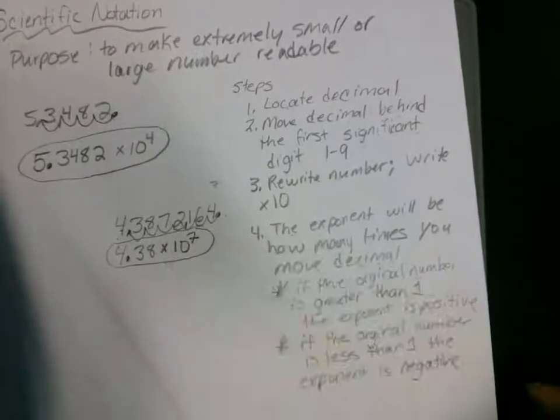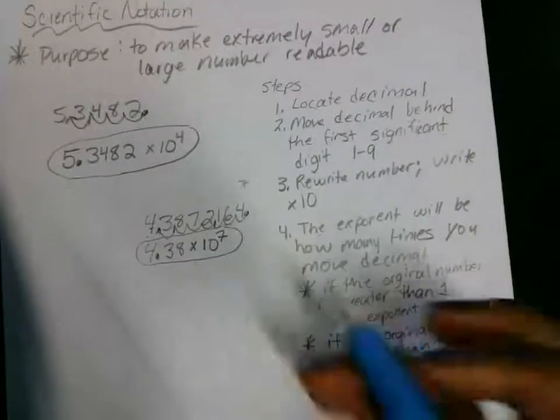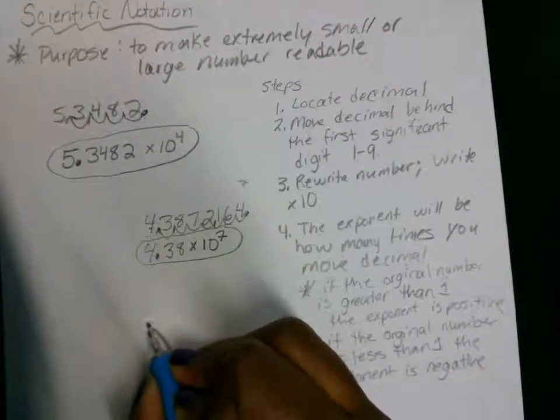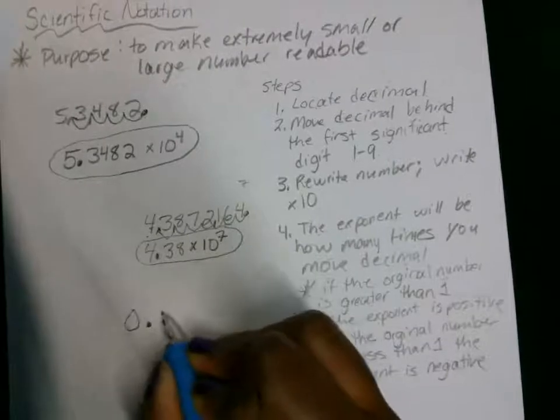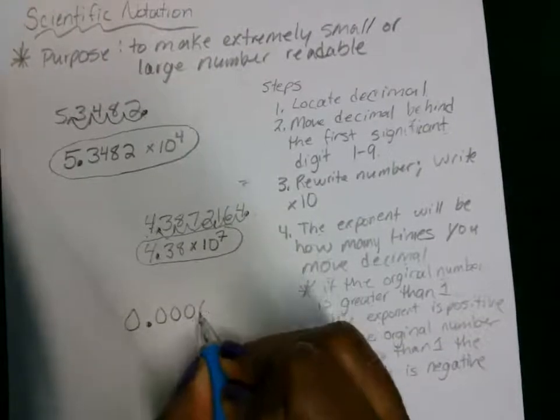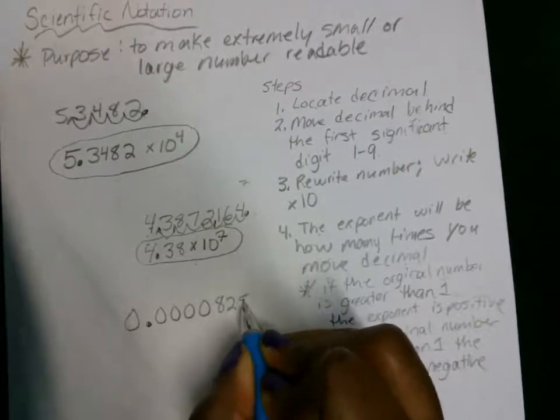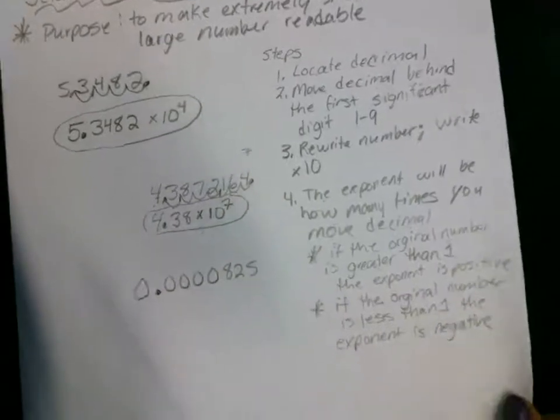Okay? Let's do another one. This time, let's make the number small. Let's make an extremely small number. We got decimal 0.0000825. Okay? This is a very small number.